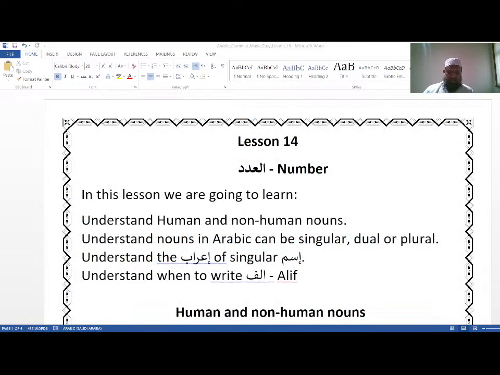Okay, let's start the lesson today. Lesson number 14, al-adad, number. In this lesson, we're going to learn to understand human and non-human nouns. Understand that nouns in Arabic can be singular, dual, or plural. Understand the i'rab of singular ism. Understand when to write alif. Let's start with human and non-human nouns.